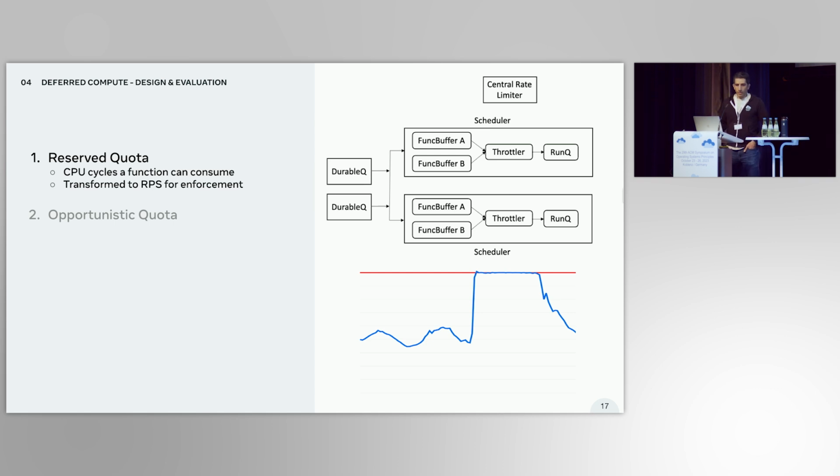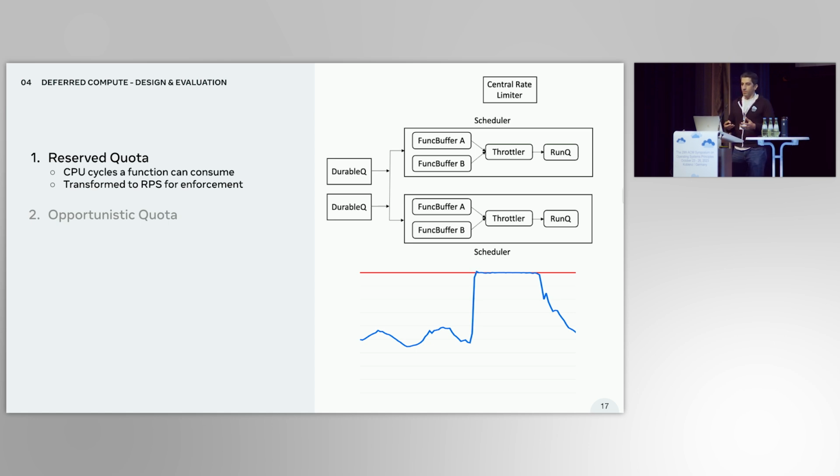The first feature that I want to talk about on deferred compute is reserved quota. Each of the functions on the platform has a quota associated with it, which is assigned by the customer. This quota is specified in terms of the CPU cycles that the function can consume on the platform. And when we want to enforce this quota, we need to transform it to RPS. We basically measure the average cost of a function invocation, divide the quota by it, and we arrive at the RPS level.